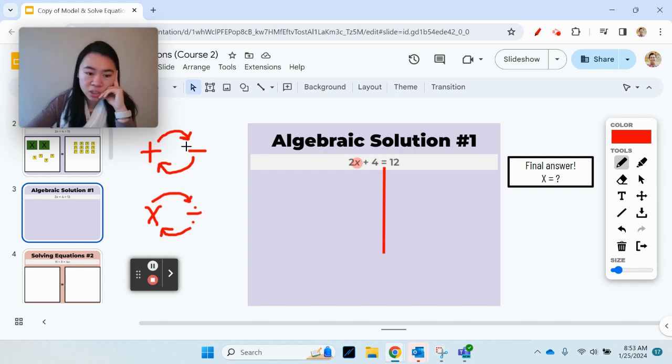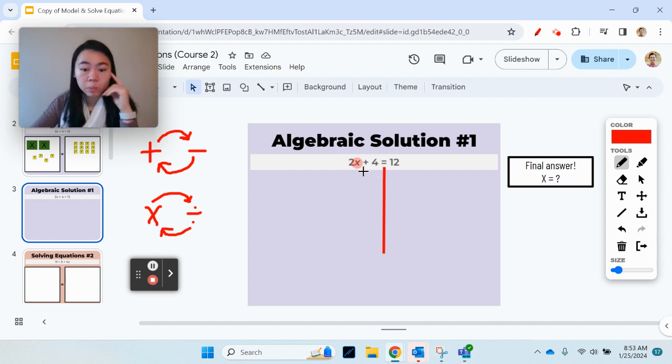First, we need to see, is there addition or subtraction happening? And remember, we're trying to see what's happening to your variable, on the same side as your variable. So we're looking at this left side. This 12 is really just minding its own business. Don't worry about that 12. What's happening to your letter?